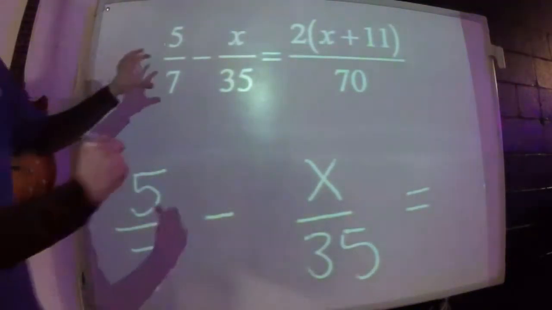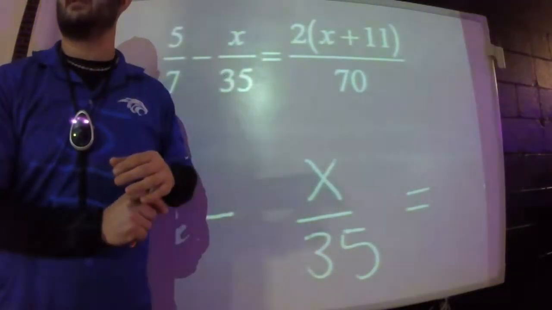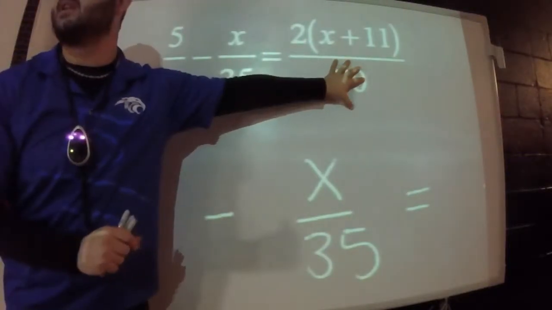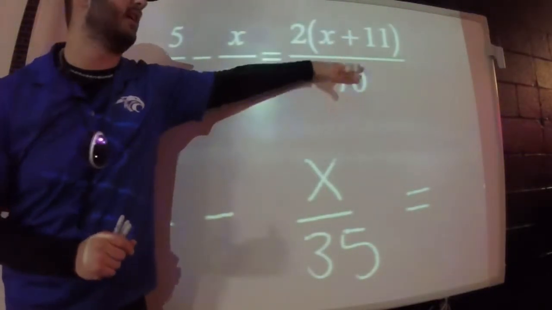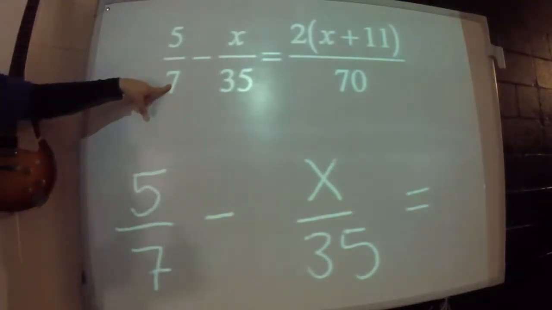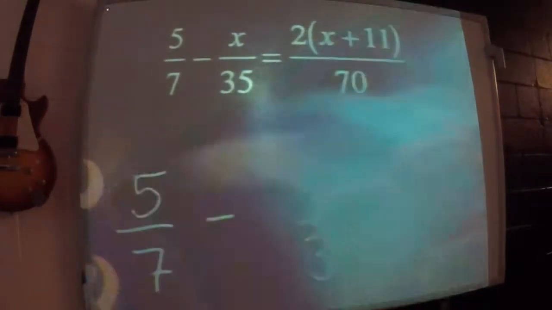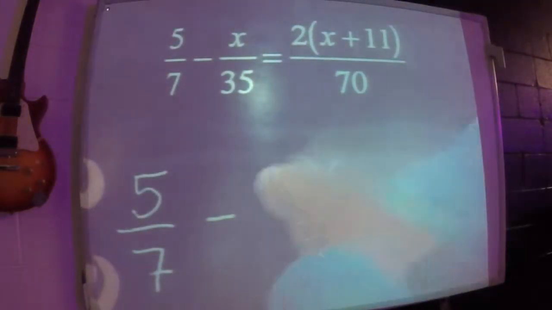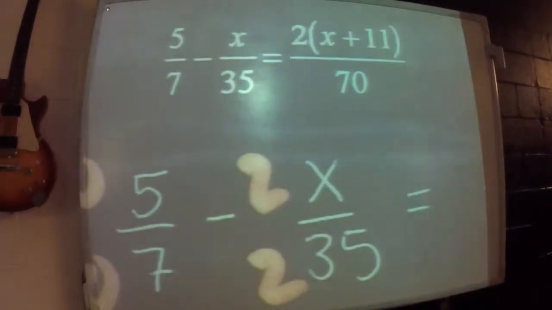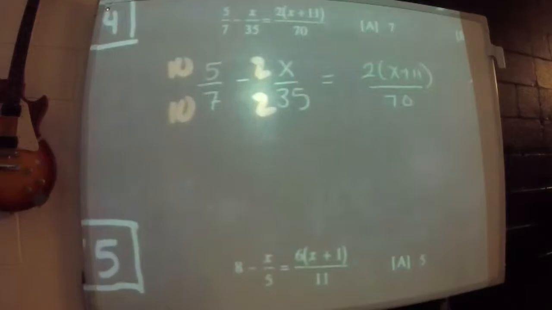But here's what we need to do. 7, 35, and 70. So what's the best we can do? 70. The good thing on this one is you get to leave the monster alone, and we're going to end up killing that bottom. So how do you get that 7 to be 70? 10 over 10. How do you get 35 to be 70? 2 over 2. And leave the 70 alone.